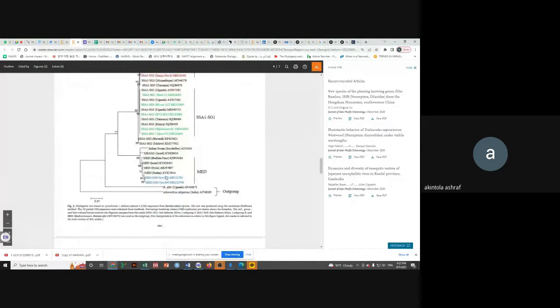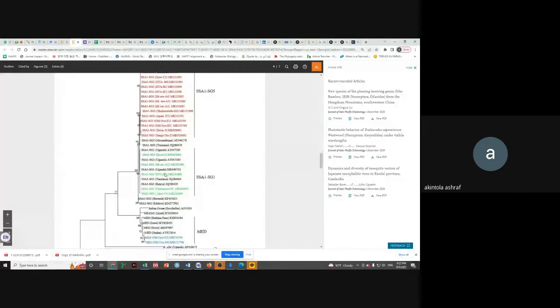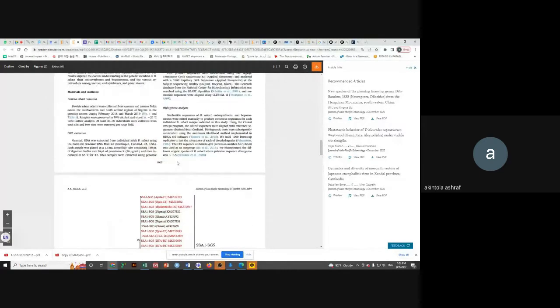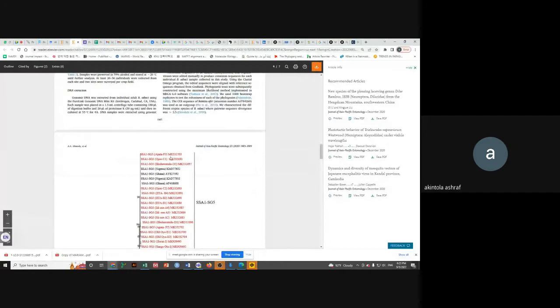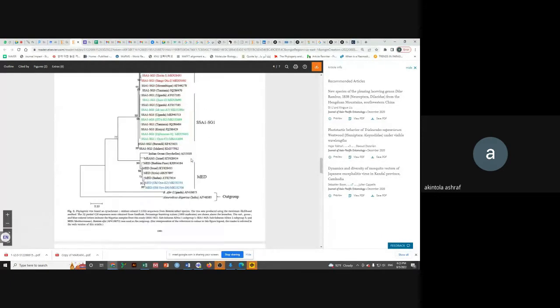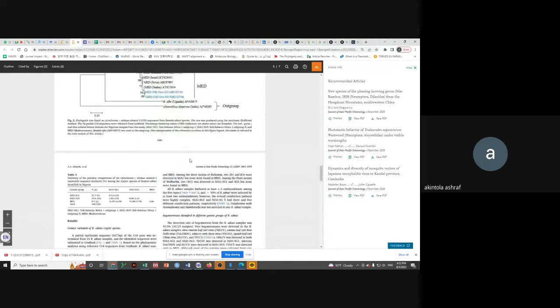So I merged all my samples with all these samples that are submitted in the NCBI, and I also submitted my samples to NCBI. If you search this accession number MK532703, you will see the full details about this sample, and you will see that I'm the one that submitted and made the other analysis regarding that.